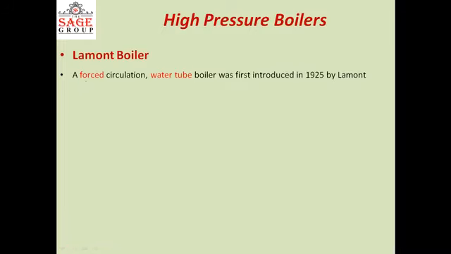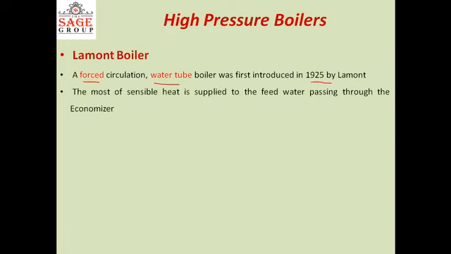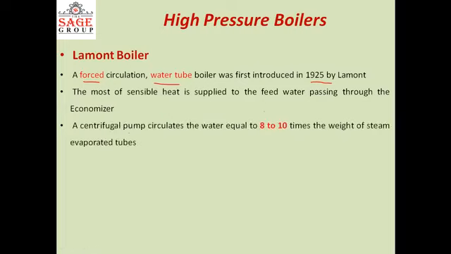This is a forced circulation type of boiler, and it is a water tube boiler. This was introduced in 1925 by Lamont. The most sensible heat in this boiler is supplied to the feed water passing through the economizer. A centrifugal pump circulates the water equal to 8 to 10 times the weight of steam evaporated in the tubes.